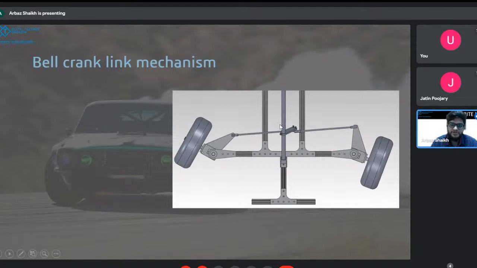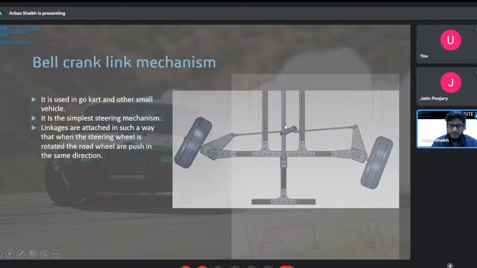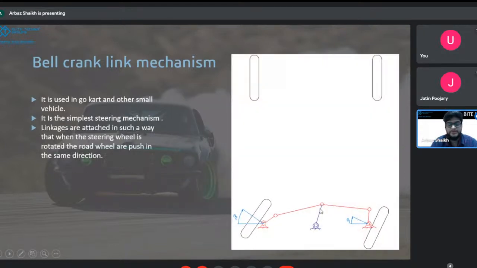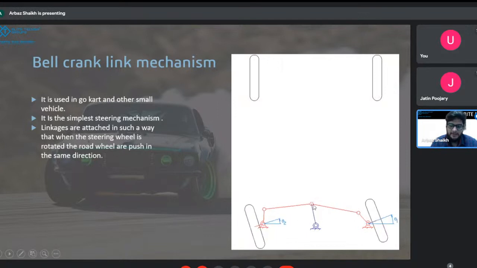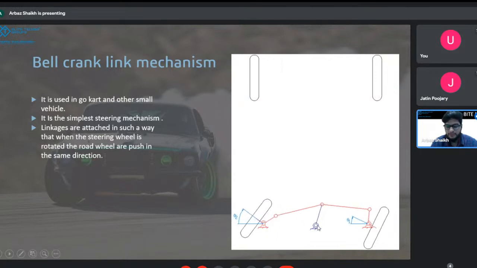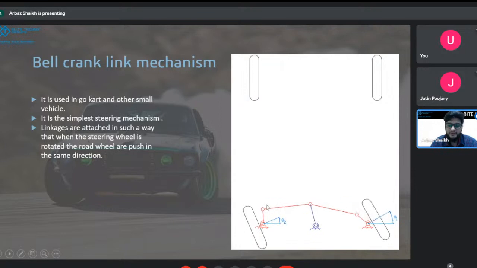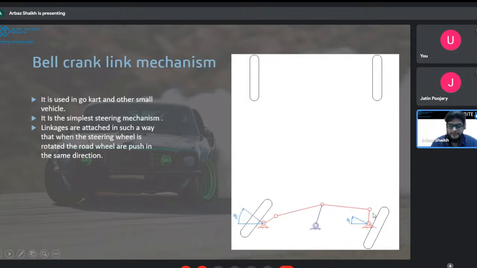So what will happen when you turn the steering column, the Ackerman arm, the drop link will rotate about the center point of your steering column, and it will push the tie rod left to right, and the tie rod will in turn push or turn the wheel in this way. So this was the working of the bell crank mechanism.